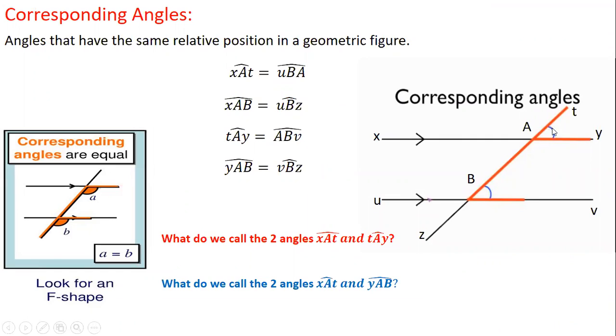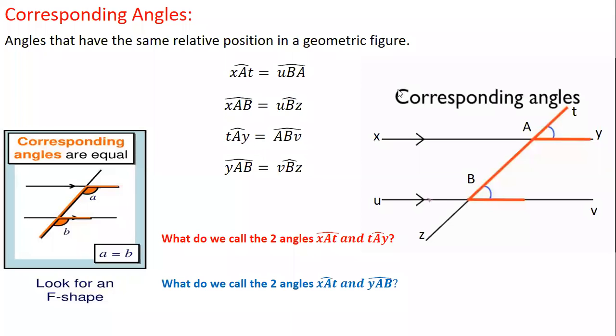Please pay attention. Look at this angle here, which is TAY, marked in blue. I want to ask you guys, angle TAY, interior or exterior? Exterior. Look at the second marked angle in blue, which is ABV. This angle here, interior or exterior? Interior. So when we talk about corresponding angles, we are talking about an angle which is exterior and another angle which is interior, and both angles are on the same side of the transversal, either to the left or to the right of the transversal.